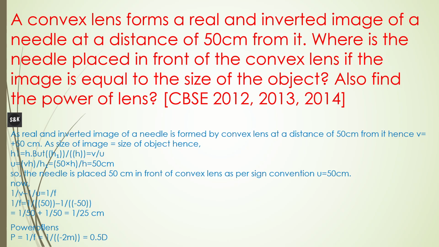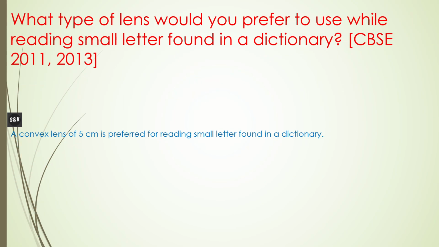Now 1 upon v minus 1 upon u equals 1 upon f, which is the lens formula. So 1 upon f equals 1 upon 50 minus 1 upon minus 50, we get 1 upon 25. So power of lens P equals 1 by focal length. So power of lens equals 0.5 D.